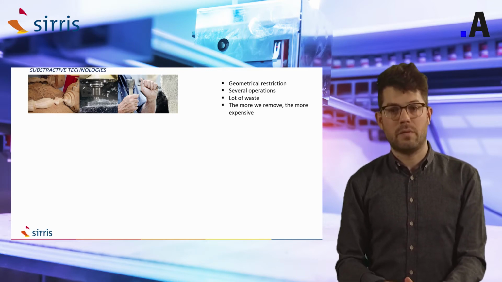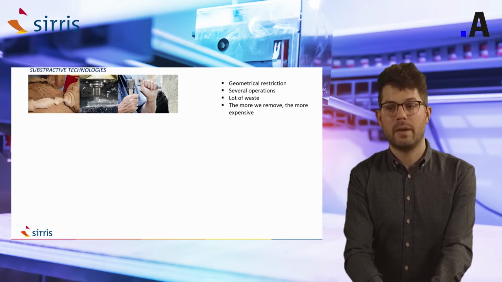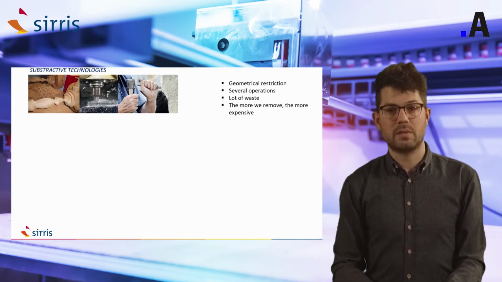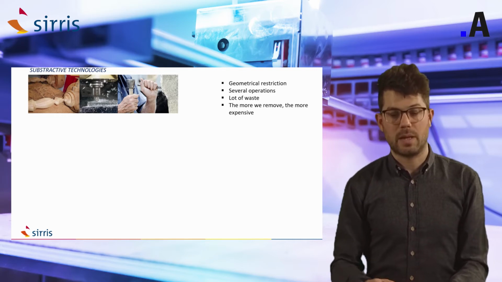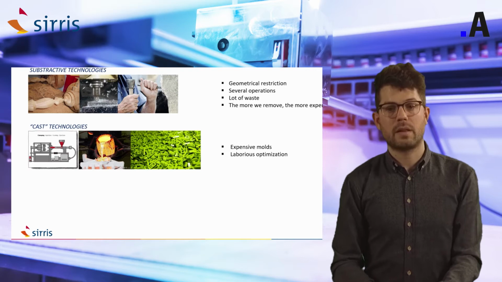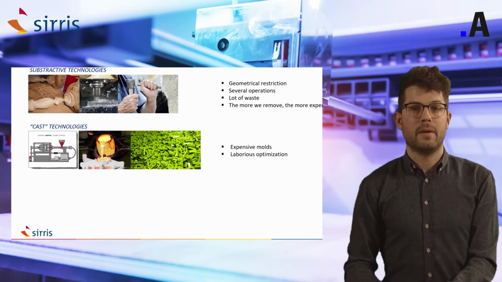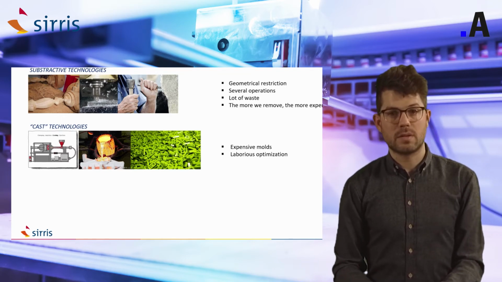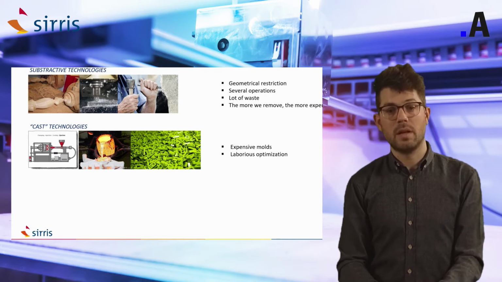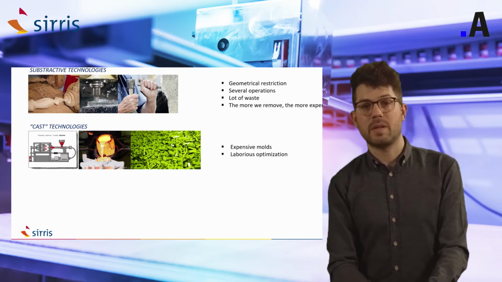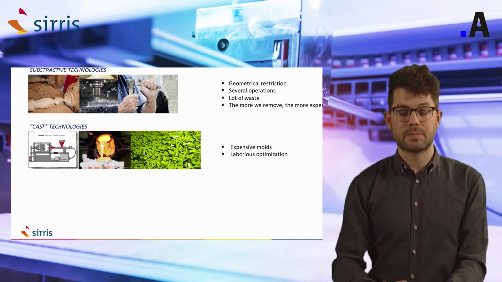We will need a lot of different operations to remove the material. We will have a lot of waste during this process. And the more material we remove, the more expensive it will get. Now, if we look at cast technologies like injection molding, we often need very expensive molds. We need a lot of iterations to optimize this mold. The mold is often quite expensive, so we will need a high amount of parts to make it affordable.